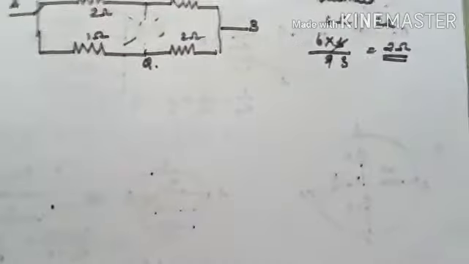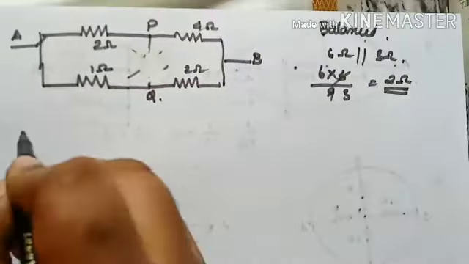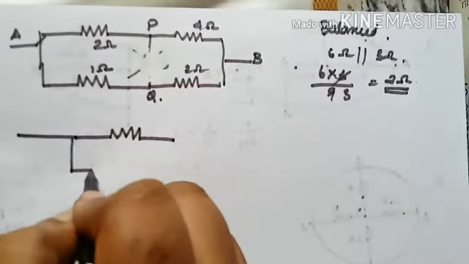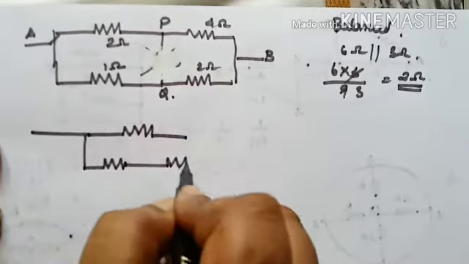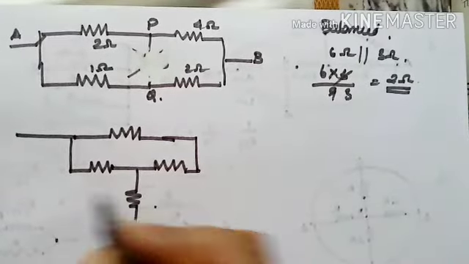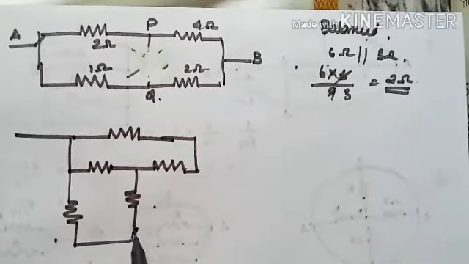Let's move on with the Wheatstone's bridge, a little bit twisted type of Wheatstone's bridge circuit. You are given a circuit like this, right? Okay, right. This is an IIT question, okay? I think it was asked in 2009.